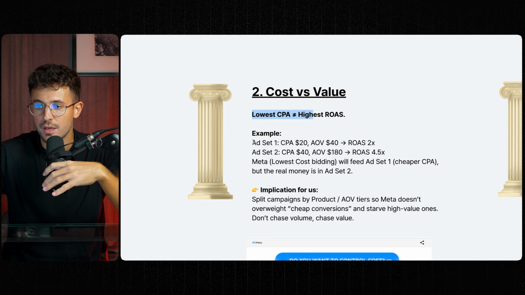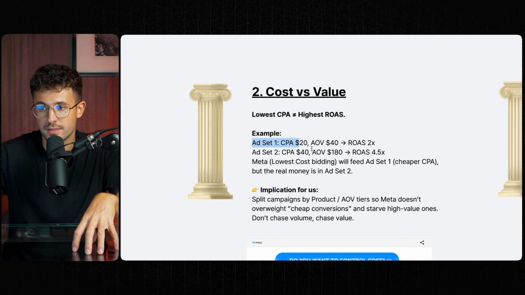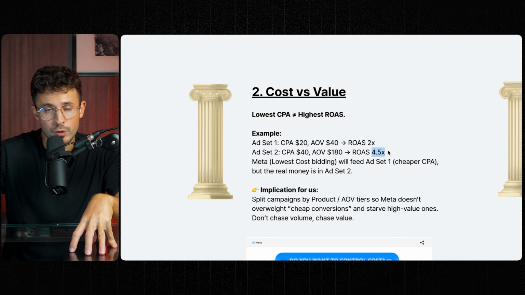What does it mean? If you have one ad set with a CPA of 20, AOV of 40, and another ad set with a CPA of 40 and AOV of 180, so you have 2x and 4.5x. Where do you think Meta is going to spend most of the budget? Here, on the one with the lowest ROAS. Why? Because its CPA is the lowest.